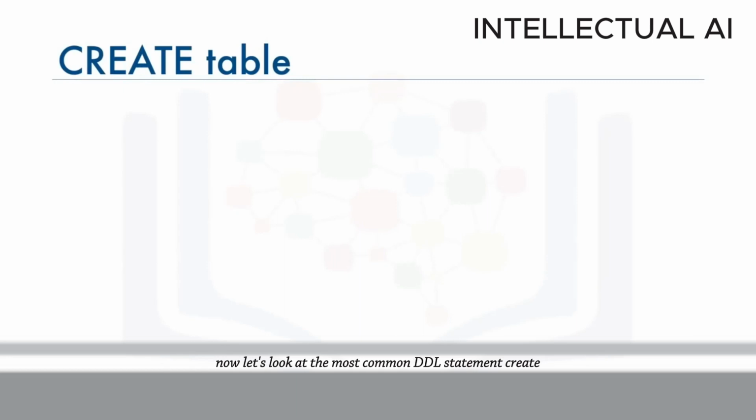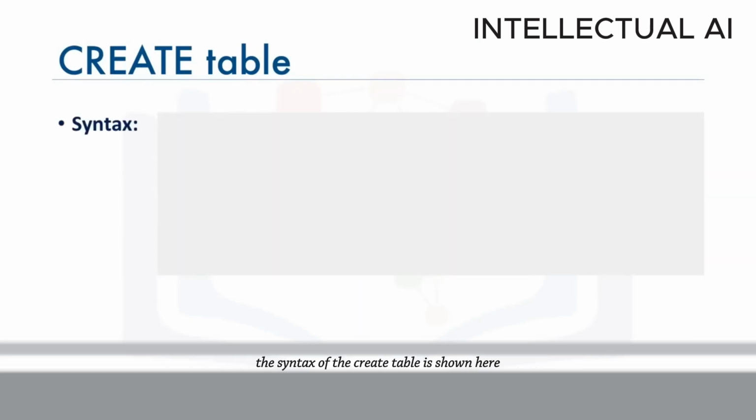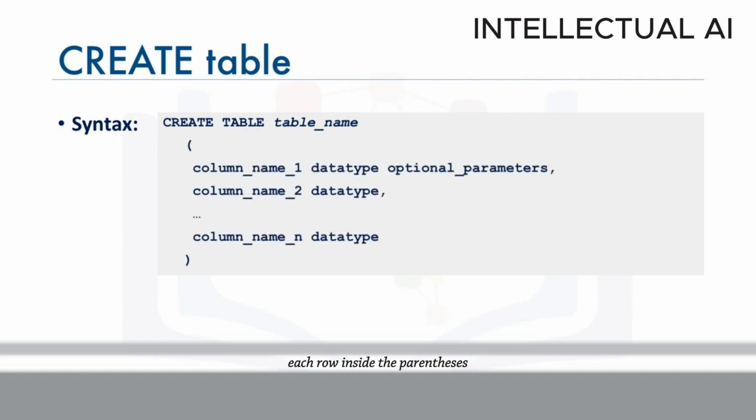Now let's look at the most common DDL statement, create. The syntax of the create table is shown here. You start with create table, followed by the name of the table you want to create. Then enclose the rest of the statement inside a pair of parentheses or round brackets. Each row inside the parentheses specifies the name of a column, followed by its data type and possibly some additional optional values that we will see later. Each attribute or column definition is separated by a comma.